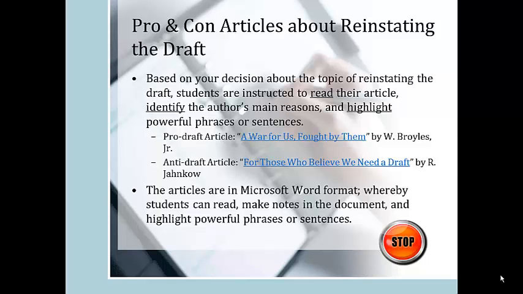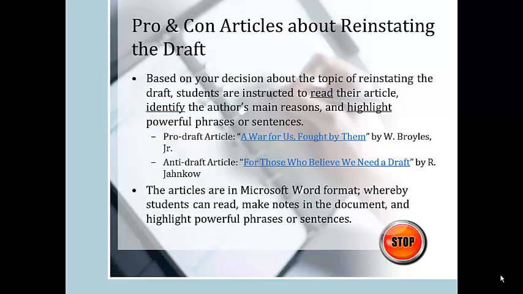As you've listened to this background information about the topic of reinstating the draft, I want you to think about, do you agree with this controversial topic, or do you disagree? For those who agreed with the proposal to reinstate the draft, you are assigned to read the article entitled, "A War for Us, Fought by Them." For those who opposed the draft, you're going to be assigned an article to read entitled, "For Those Who Believe We Need a Draft."